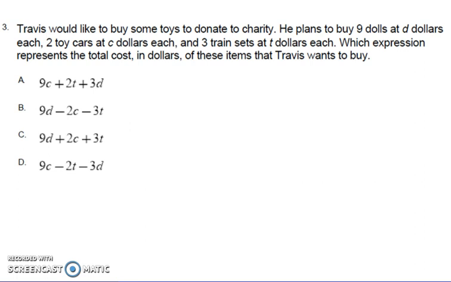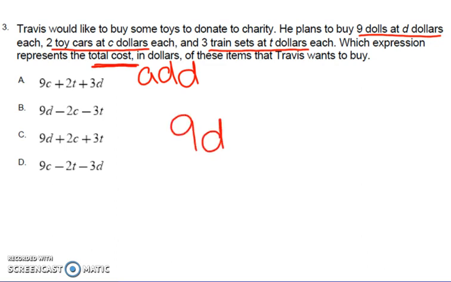If we look at question 3, Travis would like to buy some toys to donate to charity. He plans to buy 9 dolls at D dollars, 2 toy cars at C dollars, and 3 train sets at T dollars. Which expression represents the total cost? Well, the big thing we need to think here, when we are saying total cost, you are adding everything together. Think when you go to the grocery store or when you go out to eat. Everything is added together. So if I want 9 dolls at D dollars, well, I have 9 times D, because I can multiply instead of adding D 9 times.